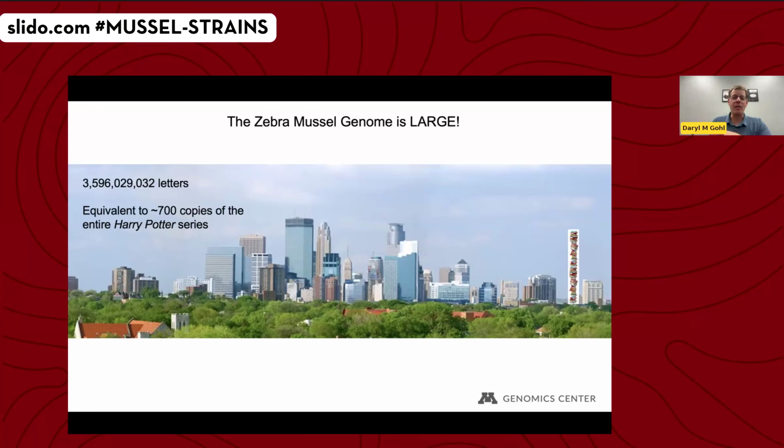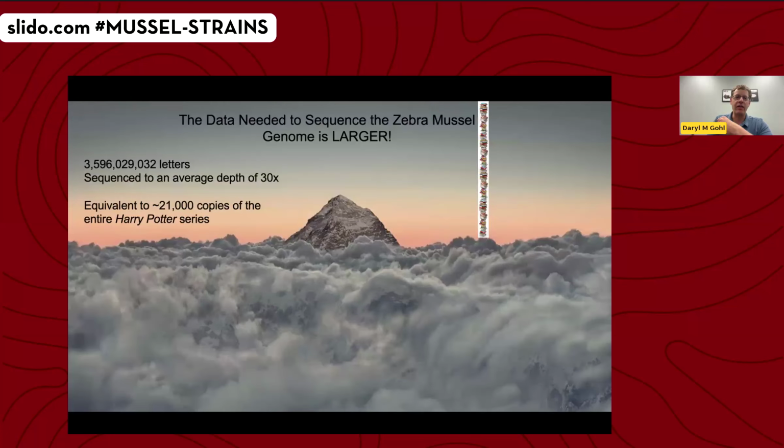And to actually, in practice, sequence the genome and get reliable base calls at each position, you actually need to sequence each position multiple times. And so the gold standard, if you're sequencing a human genome for disease diagnosis, would be to get about a 30x coverage of that genome. And so the amount of information to actually, in practice, genotype by whole genome sequencing is even larger than that. It's about the equivalent of 21,000 copies of the Harry Potter series or a stack of books taller than Mount McKinley.